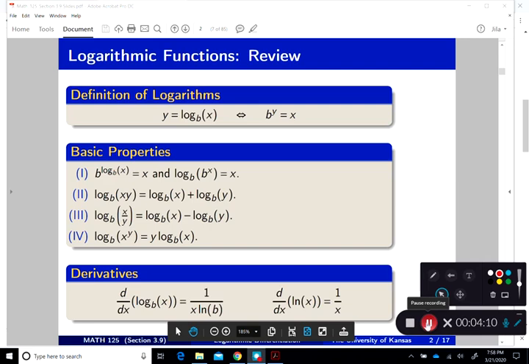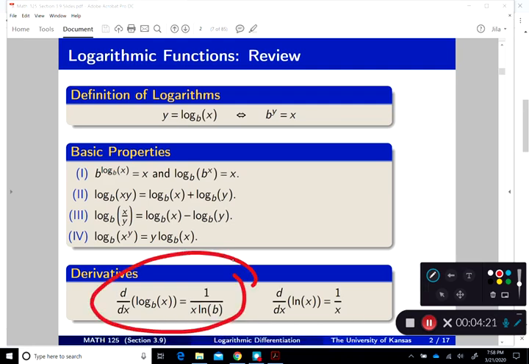Another review here is the derivative of logs. When we have log base b of x and we take the derivative, it would be 1 over x times natural log of b. That makes the derivative of the natural log of x be 1 over x, because ln of e is going to be equal to 1.